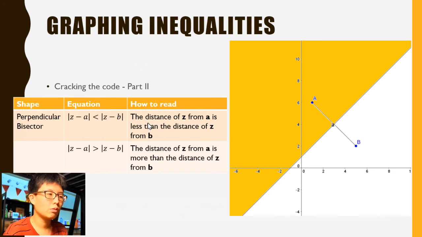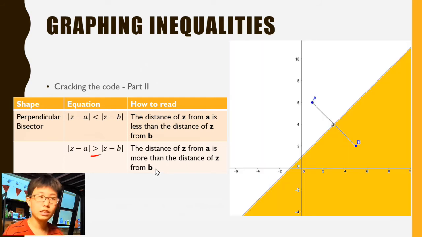So if you look at the next one, which is the modulus of z minus a is bigger than the modulus of z minus b, the distance of z from a is more than the distance of z from b. It means that z is further away from a than z is from b. So it is the other side.